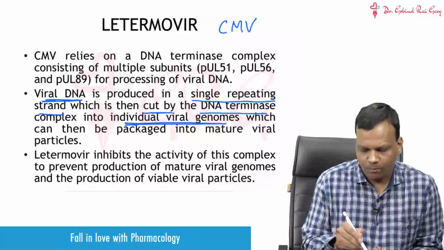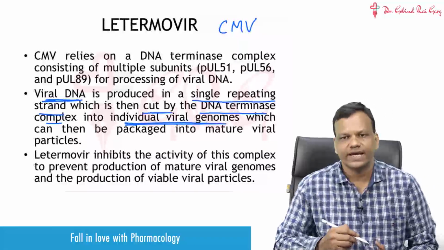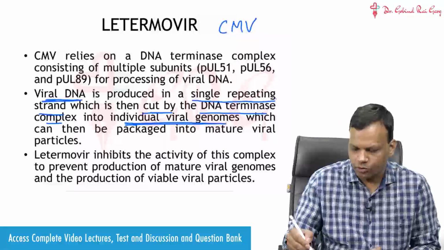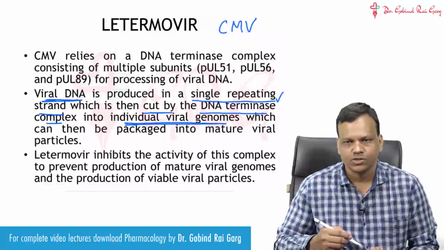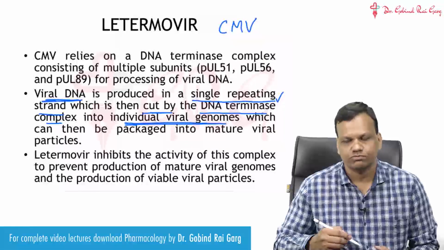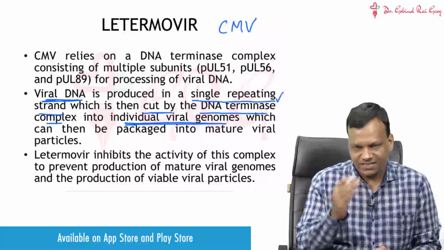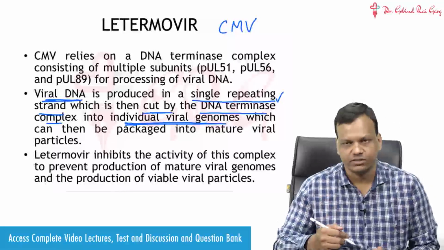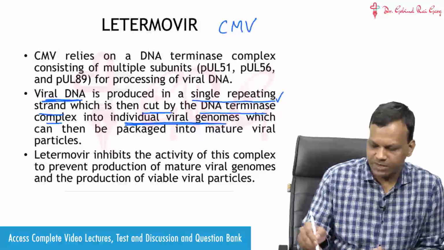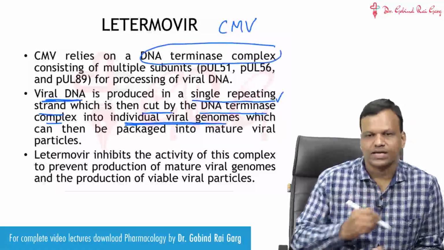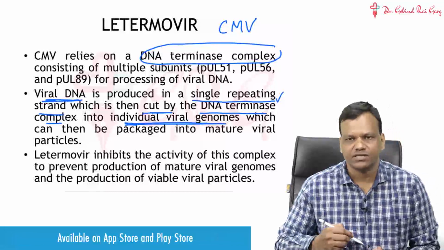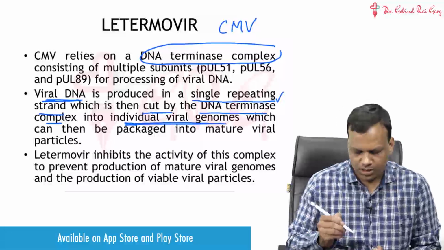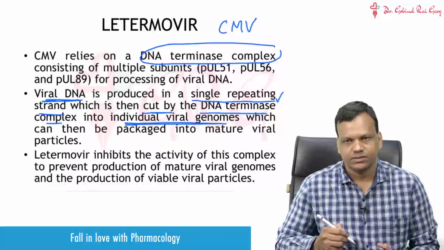DNA terminase complex. So basically DNA terminase complex is required to make the individual DNAs so that the virus can mature. So simply when DNAs are broken, only then the virus will mature and it can cause infection. So Letermovir basically inhibits this DNA terminase complex. It inhibits DNA terminase complex. So it is used for cytomegalovirus.